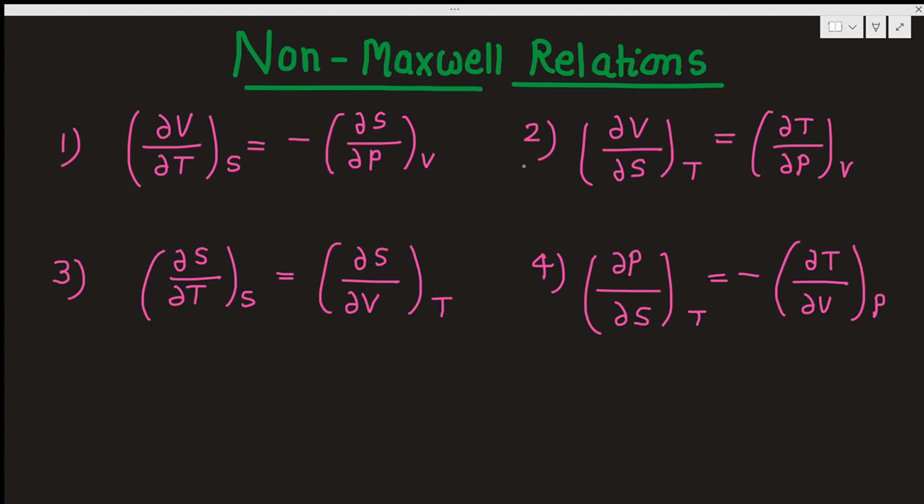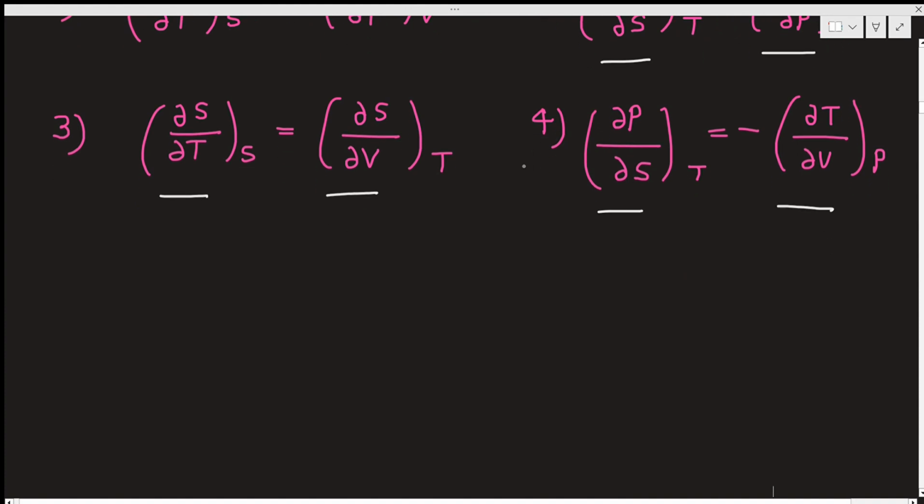Similarly, del V upon del S at constant T is equal to del T upon del P at constant V. Del S upon del T at constant S is equal to del S upon del V at constant T. Del P upon del S at constant T is equal to minus del T upon del V at constant pressure. Okay, so from here directly questions are asked, so learn all of them.